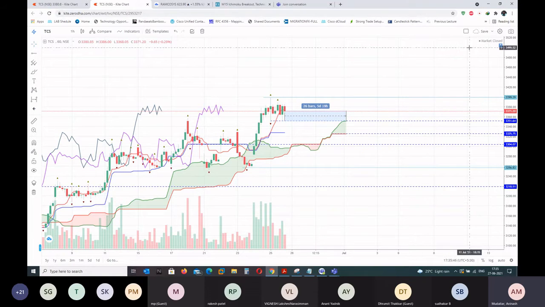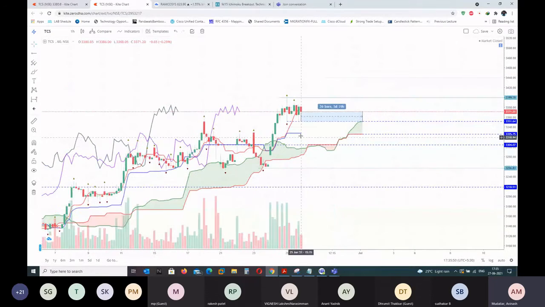Similarly, you can see this cloud, right? This is the cloud. Right now the price is here, and you can see the price is above this cloud. So whenever you see price above the cloud, that's a bullish sign. That's a buy zone.